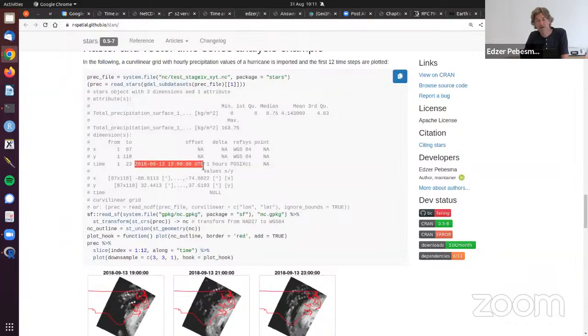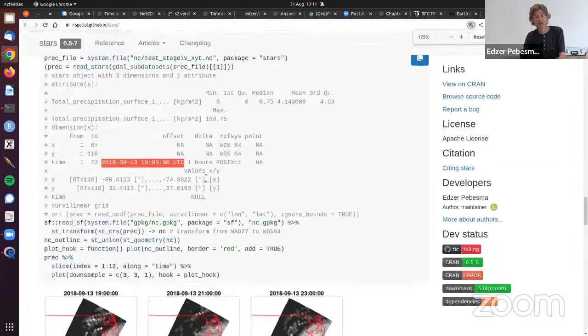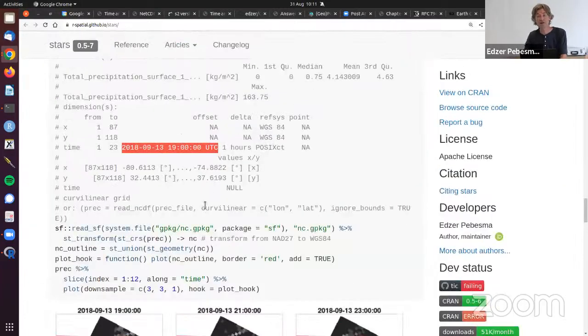You can see here, is this, by the way, still visible in the back? Can I show? I can also make it a little bit larger. It will make things easier.